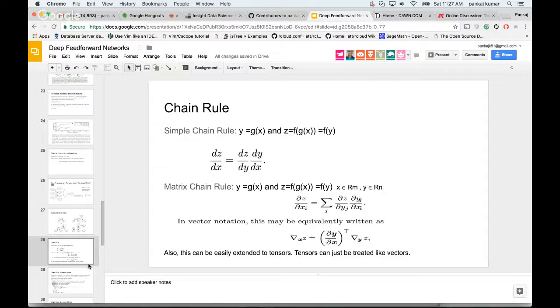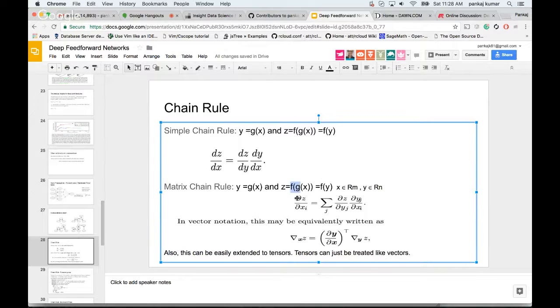And we had a quick comment in the chat. Abdullah is asking, do you mean composite function? Yeah, z is f of g of x. There is a composition going on here.